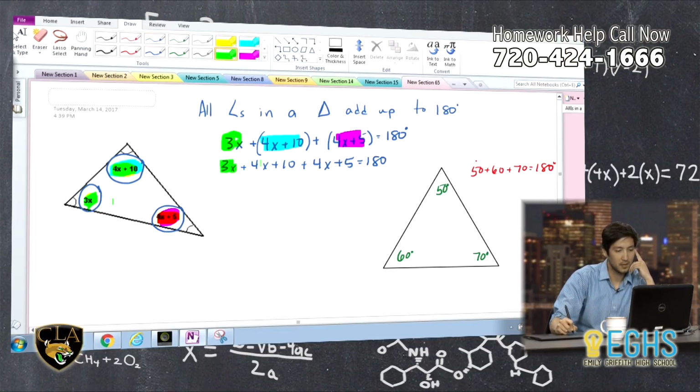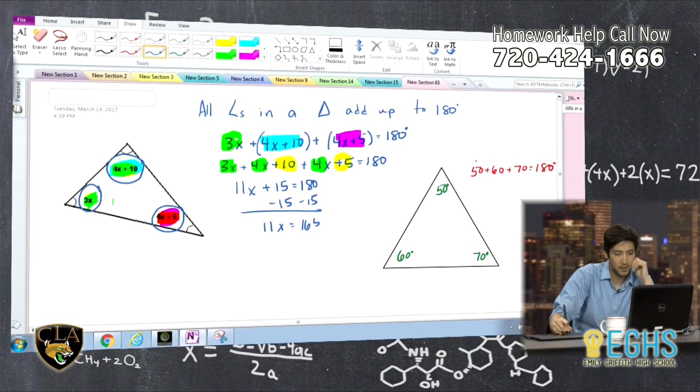So I go and I say 3x, 4x, and 4x. These are all like terms because they have that x variable attached. So I get 7x plus 4x, which is 11x. And then I go here and I say 10 plus 5. I'm going to get plus 15 equals 180. And I just solve this algebraically, subtracting 15 from both sides. 11x equals 165. Divide by 11, and x should equal 15.